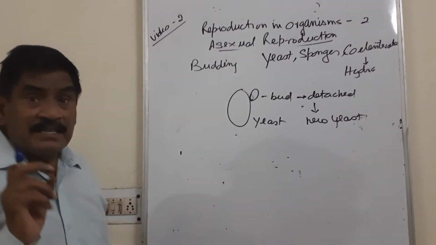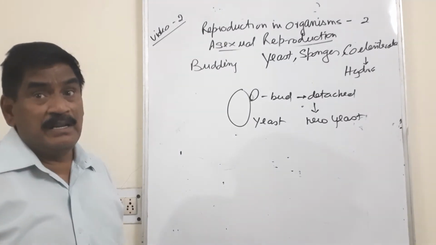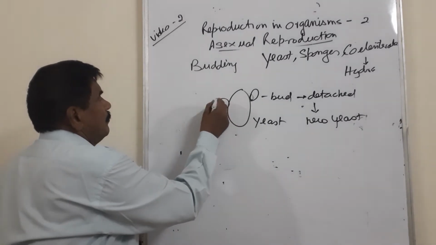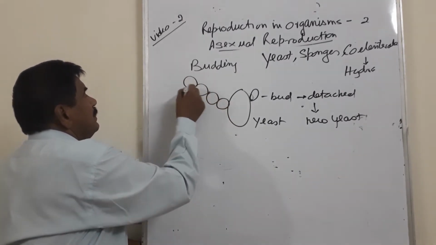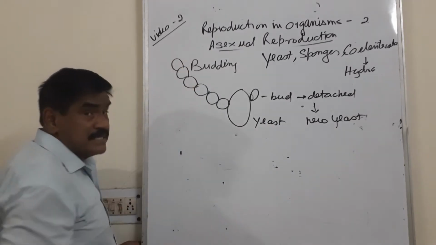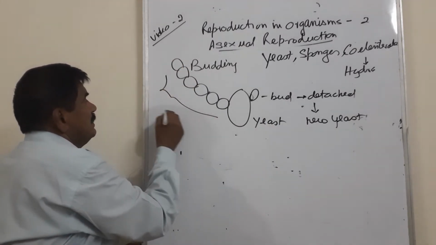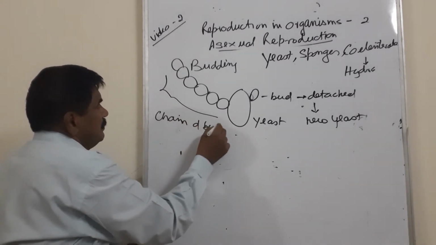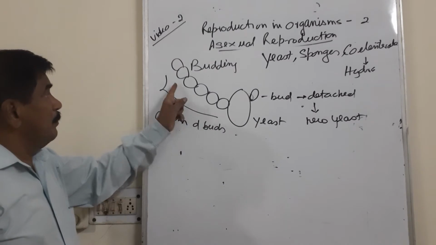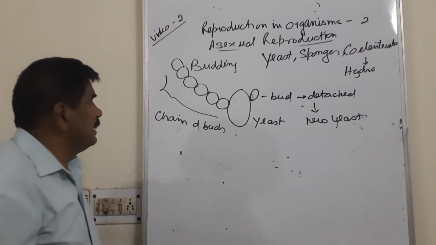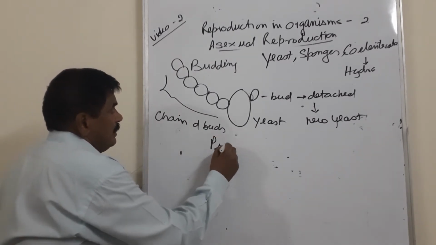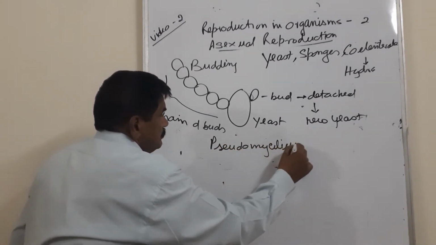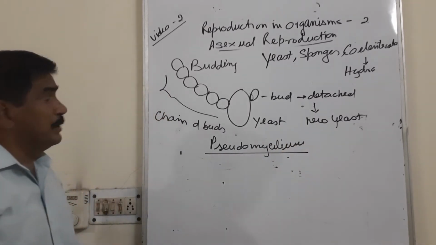Now, in yeast, there is very specific information about budding. Sometimes the buds are formed, but they are not detached. So what happens? There is a chain of buds formed, and this chain of buds in yeast is called pseudomycelium. Very important term. That is budding.